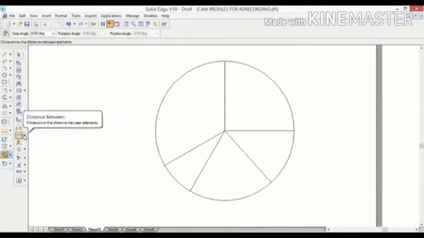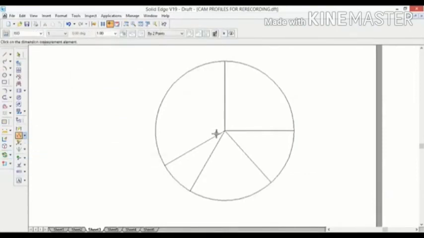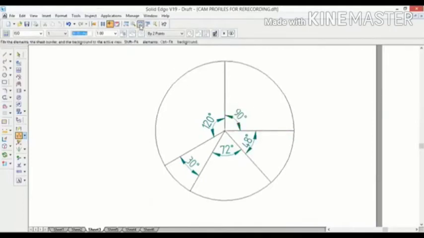I show the angles. So this angle is 120 degree and this angle is 30 degree. This angle is 72 degree, 48 degree, and the remaining will be the dwell, 90 degree. The cam angles, all angles are projected.